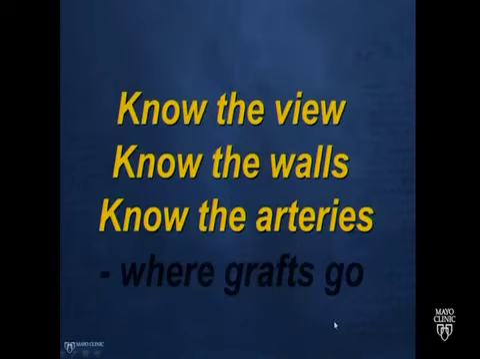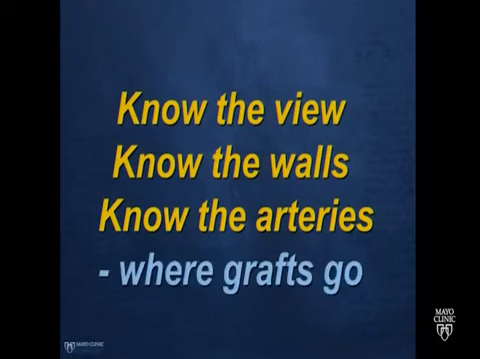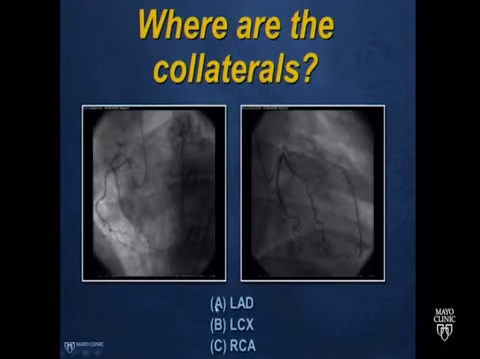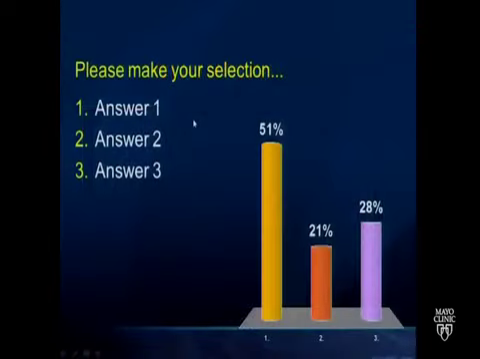So know the view, know the walls, you'll know what arteries you're looking at, and then you will know where the grafts go. Okay, how about this? Where are the collaterals? So the correct answer is A.